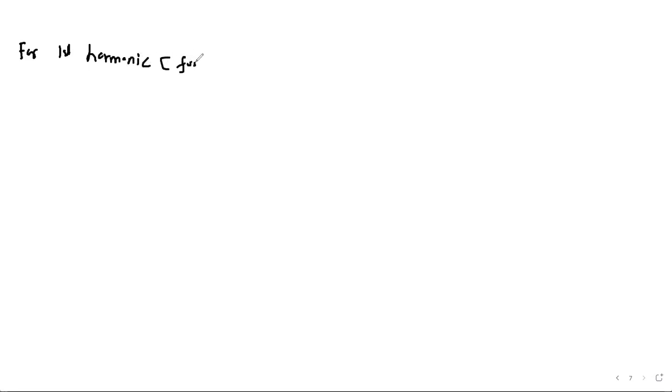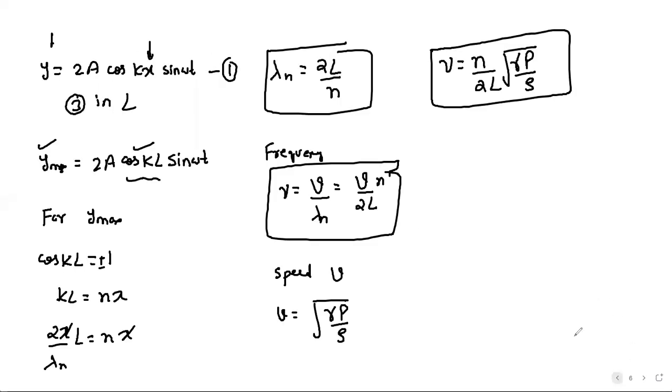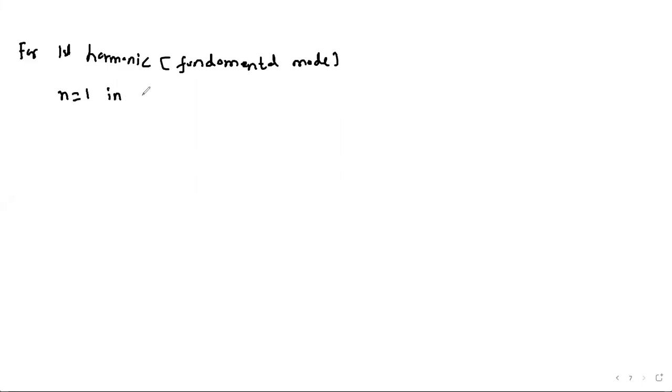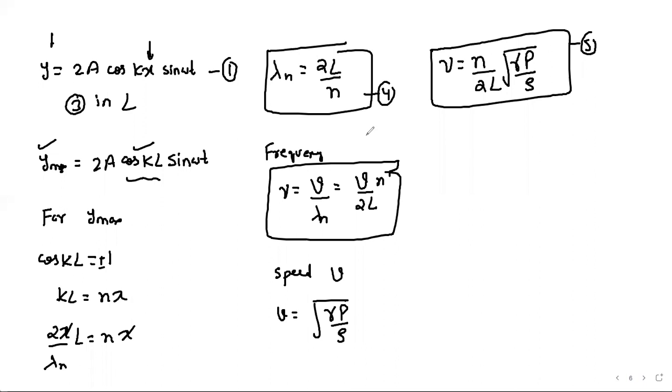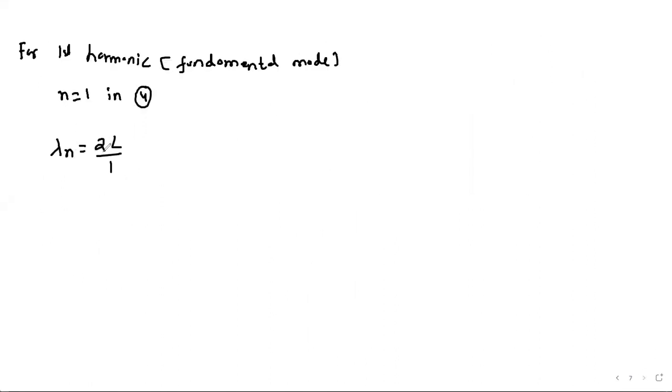Next, what we can do is we can solve it for first harmonic. First harmonic, or you can call this as the fundamental mode. For first harmonic, put n equal to 1. I call this as equation number 4 and I call this as the equation number 5. I'm putting n equal to 1 in equation 4. When I substitute n equal to 1 in 4, what I get is, sorry, not lambda n now, lambda 1 is 2L by 1.